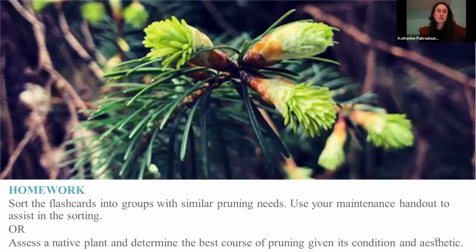So one is slightly easier than the other, but it depends on whether or not you have native plants to assess in real life. If you're going to sort flashcards into groups, perhaps it makes sense to do five, five, five, five: five that can do coppicing, five that you would do shearing, five that you can do thinning, etc. So you can list those and send those.